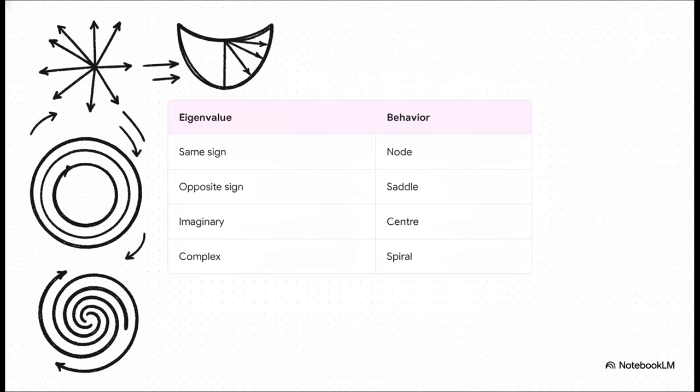Real eigenvalues of the same sign, they create a node. Opposite signs create a saddle. Purely imaginary eigenvalues give you a center, meaning closed periodic orbits. And complex eigenvalues with a real part, they create a spiral. It's kind of mind-blowing, actually. It's like being able to read the geometric future of a system from just a couple of numbers.